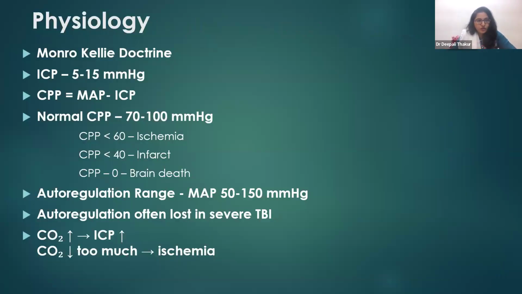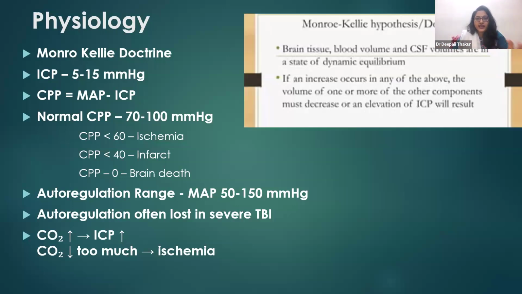So before moving to pathophysiology, let us just quickly revise our physiology. We all know that there is the Monro-Kellie doctrine, which states that brain tissue, blood volume, and CSF volume are in a state of dynamic equilibrium, right? So an increase in any of the compartments causes alteration in the two or more compartments. And if that doesn't happen, then it will lead to an increase in ICP. So any trauma leading to accumulation of blood is going to alter the entire physiology inside the brain, right?